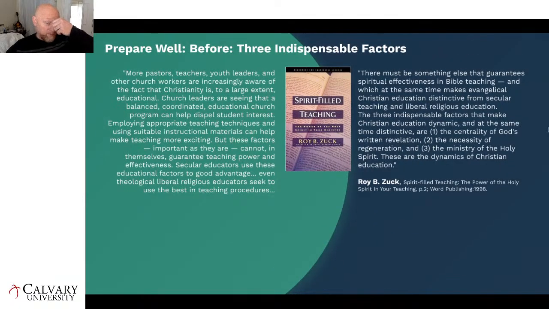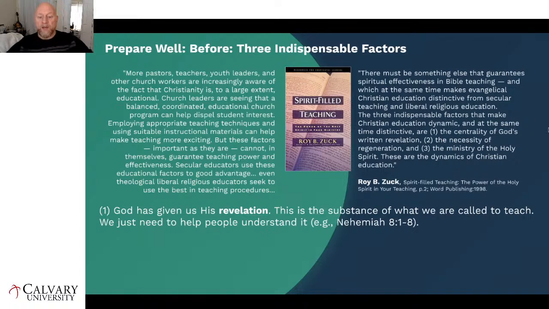Okay, now let me just elaborate just a little bit on each of those points. 1, God has given us his revelation. This is the substance of what we are called to teach. We just need to help people understand what God has said. And I love this little passage in Nehemiah chapter 8, and I'm going to read it here. Where is Nehemiah? All right, so this is Nehemiah 8, 1 through 8.